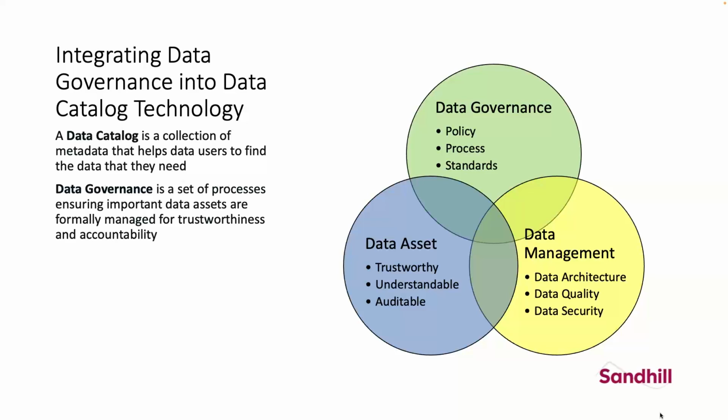When we think about a data catalog, it's a collection of metadata that helps users find the data they need. Data governance, on the other hand, is a set of processes ensuring important data assets are formally managed for trustworthiness and accountability. You can think of data governance as an oversight on top of data management to make sure that the data is in fact being managed according to some policy, process, or standard. And these are the things that aren't actually in software offerings.